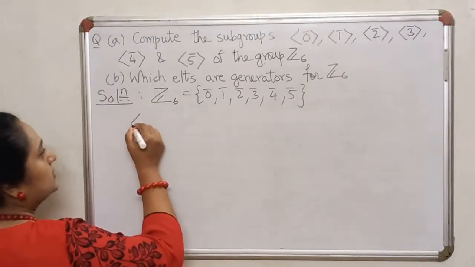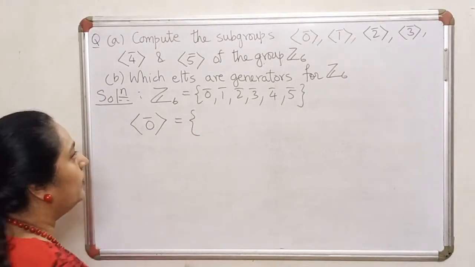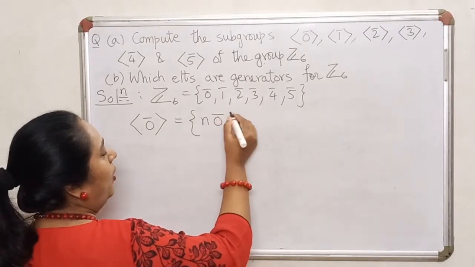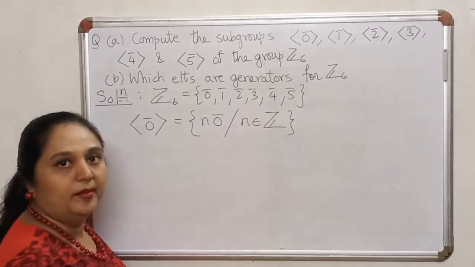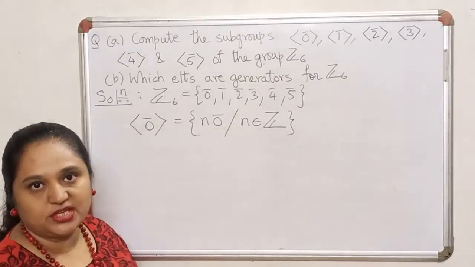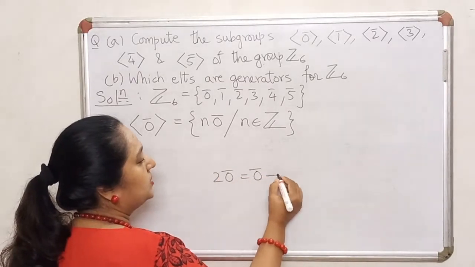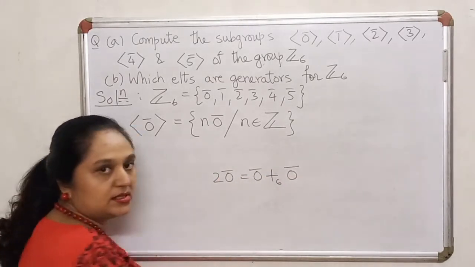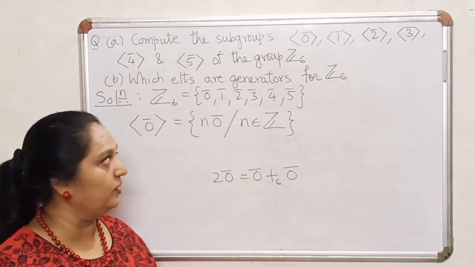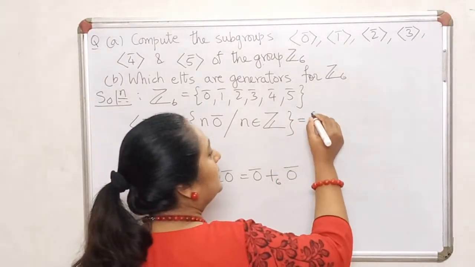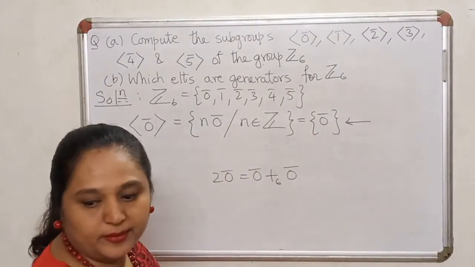So let us look at the subgroup generated by 0 bar. The subgroup generated by 0 bar is going to contain all integral multiples of 0 bar. But look at 2 times 0 bar for instance, it is 0 bar plus 0 bar, which is going to be 0 bar. 3 times 0 bar is going to give us 0 bar. So ultimately this subgroup will contain only 0 bar.